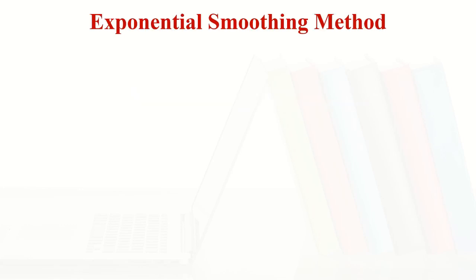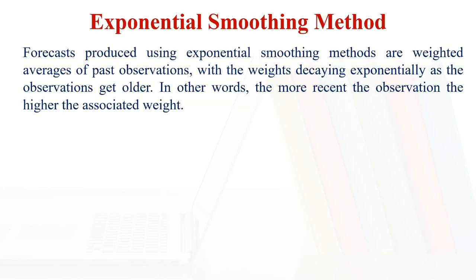So one method is the exponential smoothing method, and the forecasts produced using the exponential smoothing method are the weighted average of the past observations, with the weight decaying exponentially as the observations get older, right? So what does it mean? In other words, you can say the more recent the observation, the higher the associated weight will be. It means that the recent data will be considered more important as compared to the older data, right?